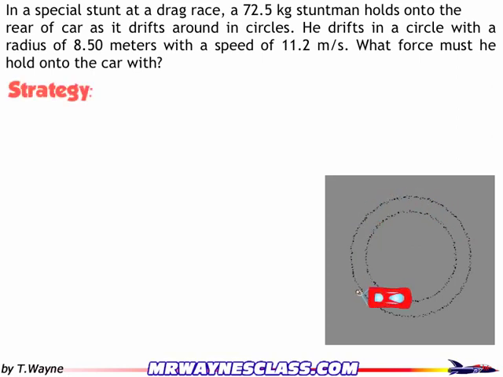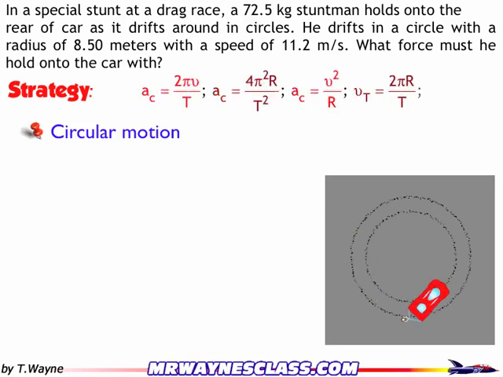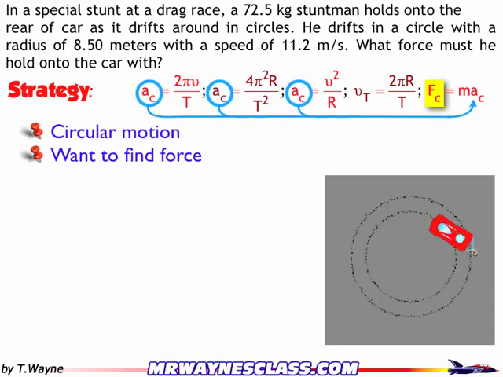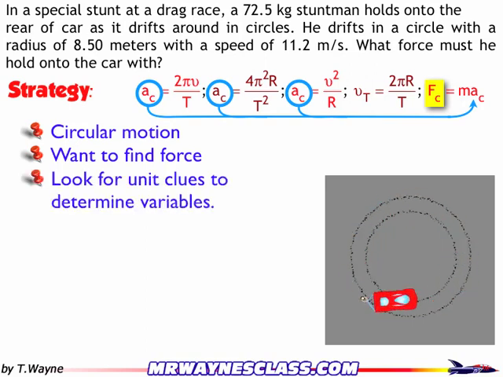So here's the strategy. To begin with, he's going in a circle, so that tells me it's circular motion, so I have all these equations with F equals ma. And the question says for me to find the force. So when I'm finding the force, I only have one equation, F equals ma, but I don't have the acceleration. So I'm going to have to use one of my other equations with acceleration in it, find that first, and then calculate the force.